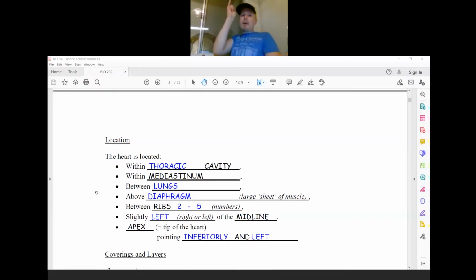And if you want to think about how it's pointing, it's going to be pointing slightly downward, so slightly inferiorly and slightly left. So if you place your fist where the heart would be, it's going to be just off from the midline, inferiorly and left, with the tip of the heart pointing there.